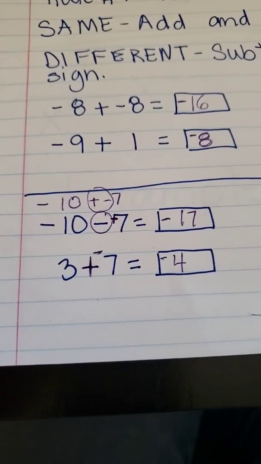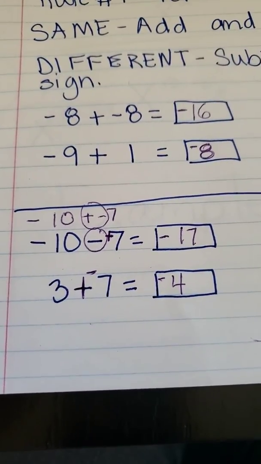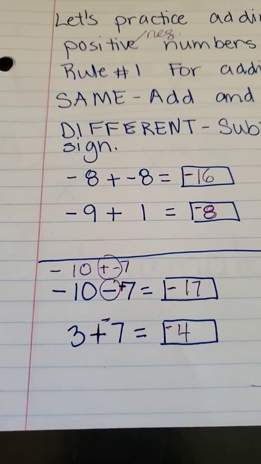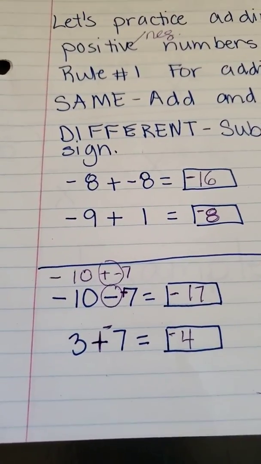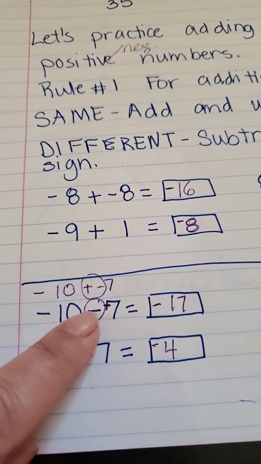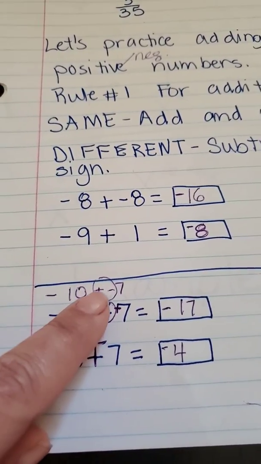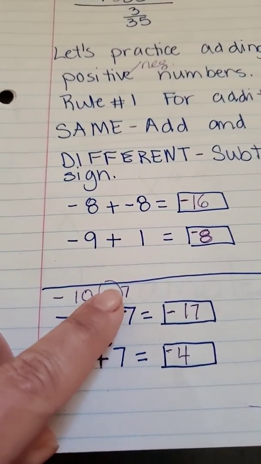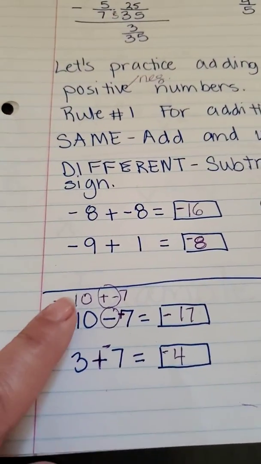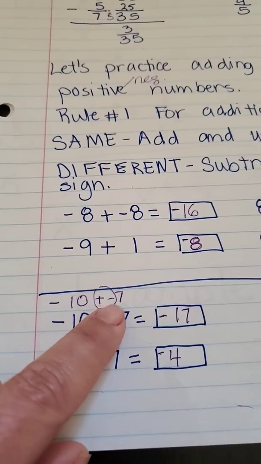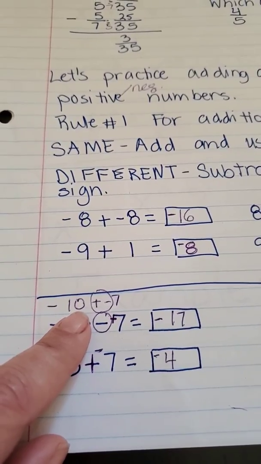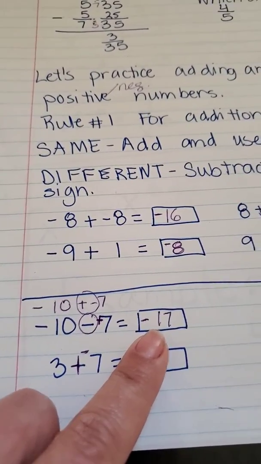Okay, with subtraction, I reverse the middle signs, so subtraction has an extra piece to it. Okay, so if I have -10 minus 7, I'm going to make this negative a positive and make this positive a negative, and then I'm going to go back and use my addition rules. So I would end up with -10 plus -7. So the signs are the same, so I add them up, okay, and I keep the sign.